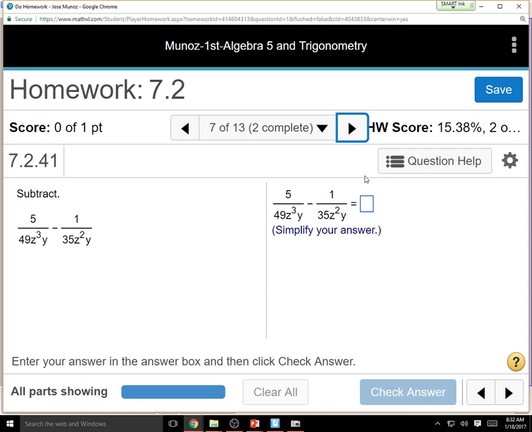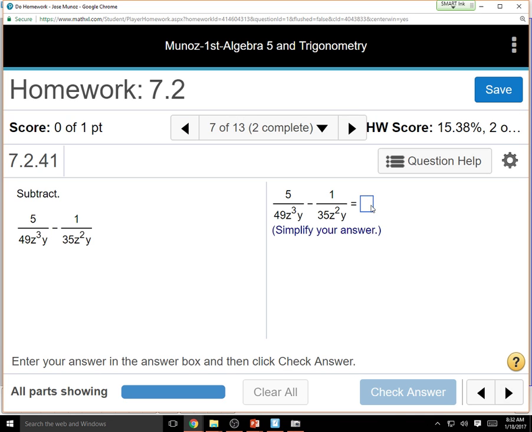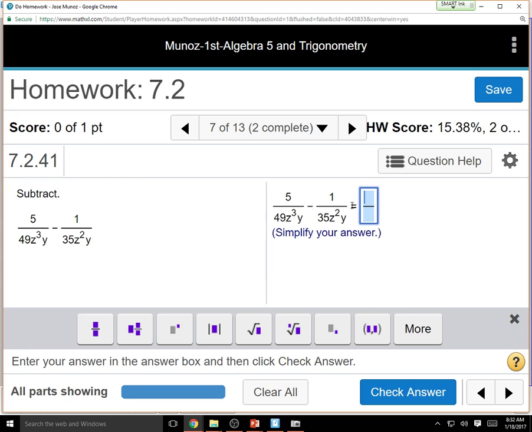Next one. So we got 7, 8. I should have put the answer in first, though, huh? What was it? 25, let me do this real quick. It was 25 minus 7z, because I've been known to make mistakes. 245 z to the third y. Z to the third, y. Yes.